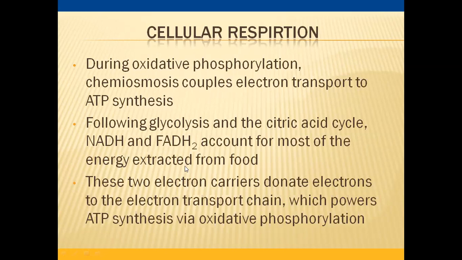When oxygen is present, and when the electron transport chain receives electrons from NADH and FADH2, when these two conditions are fulfilled, that means oxygen presence and receiving electrons from NADH and FADH2, then the electron transport chain will power the synthesis of ATP through a process called oxidative phosphorylation.